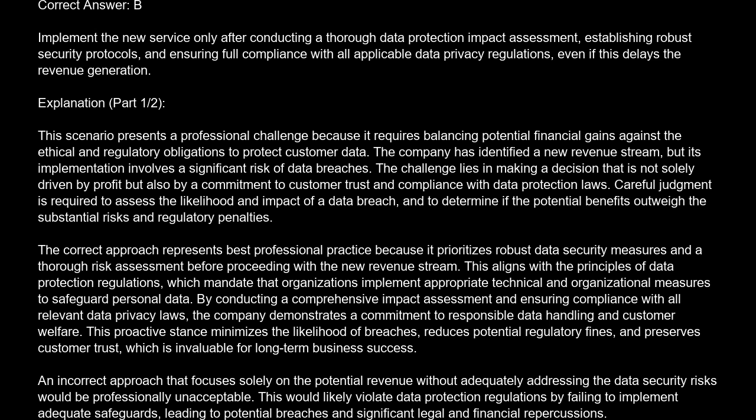long-term business success. An incorrect approach that focuses solely on the potential revenue, without adequately addressing the data security risks, would be professionally unacceptable. This would likely violate data protection regulations by failing to implement adequate safeguards, leading to potential breaches and significant legal and financial repercussions.